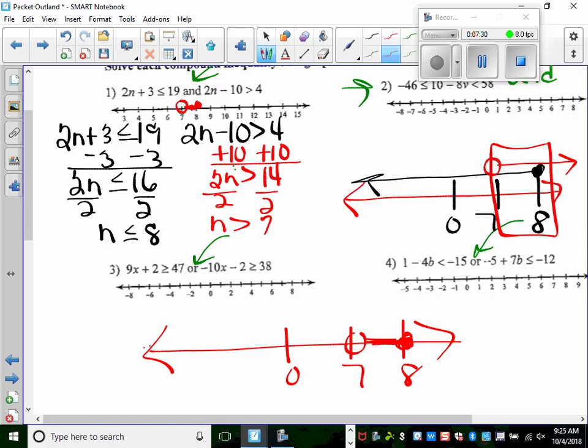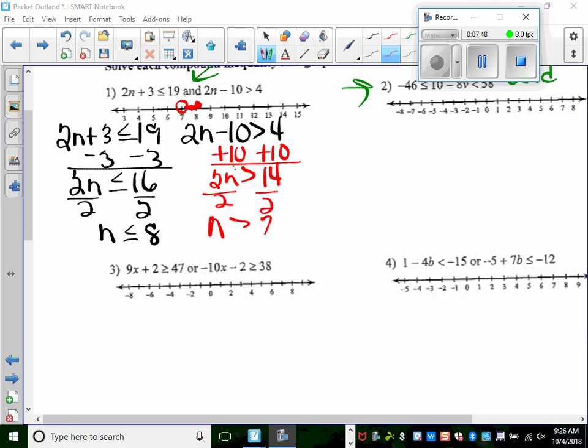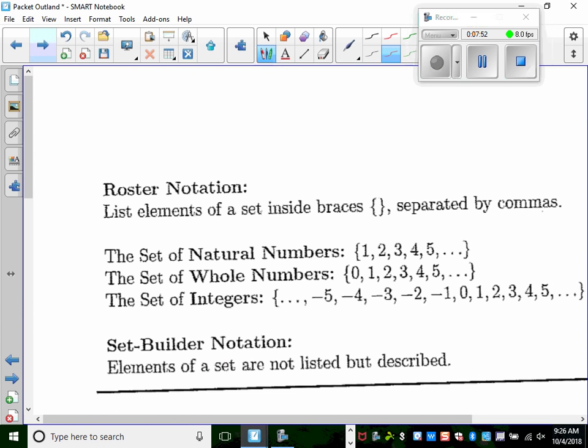Normally, I provide the number line for you, so you don't have to put all those numbers in between anyway. But if you're just doing this on your own, don't put all the numbers that are in between 0 to 7. You don't need to do that. All right, so for set builder notation, go to the next page here.